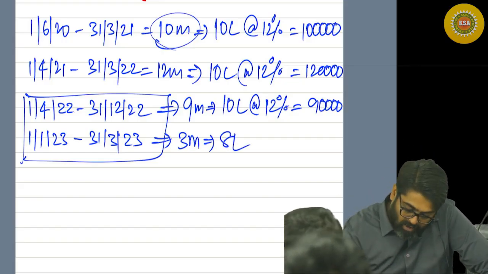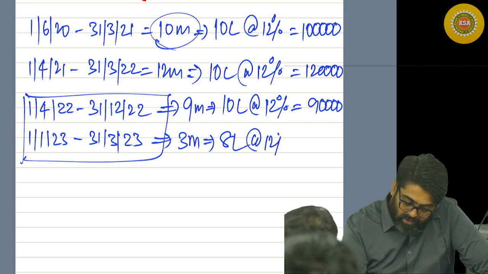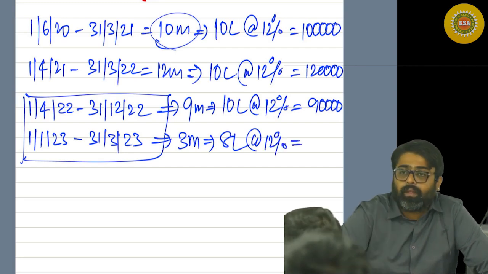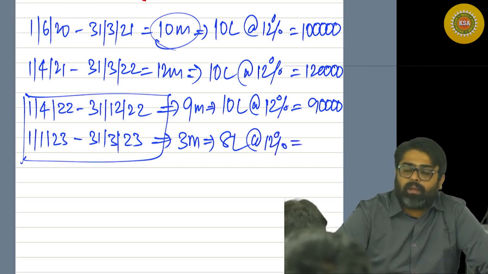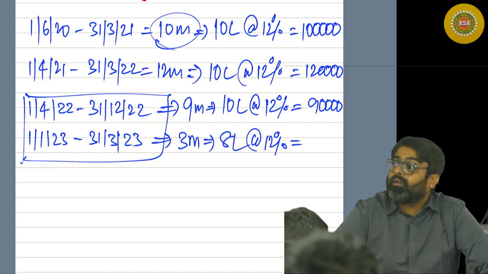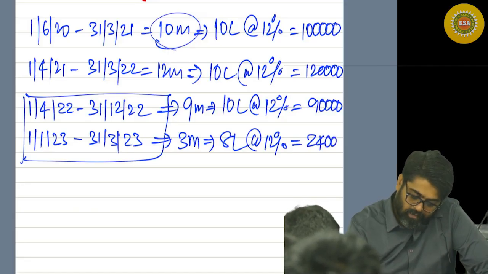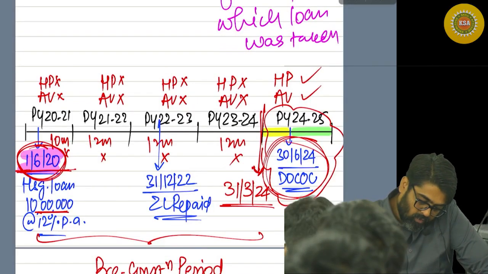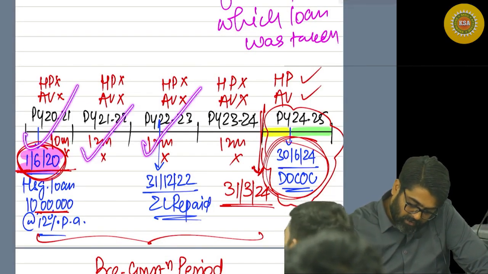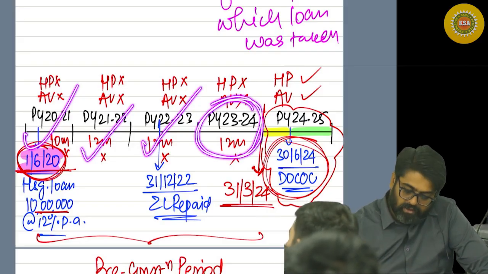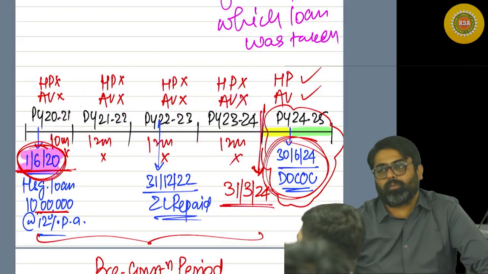So how much loan will be outstanding? On that, calculate 12% for 3 months. 8 lakh into 12%, 96,000, into 3 upon 12. How much? 24,000. Can I say you have calculated the interest for this year also, and this year also? Now only for this year, till 31st March 2024, you are supposed to calculate the interest.